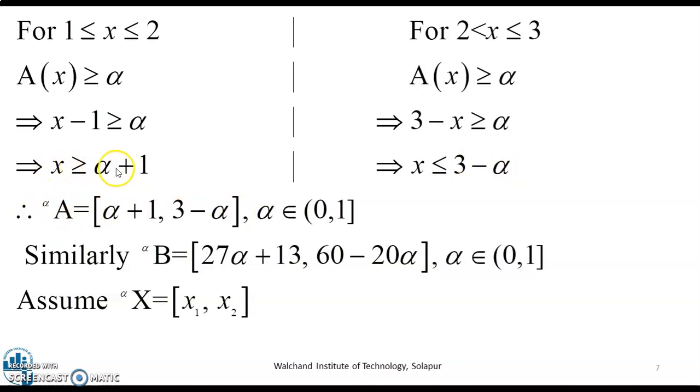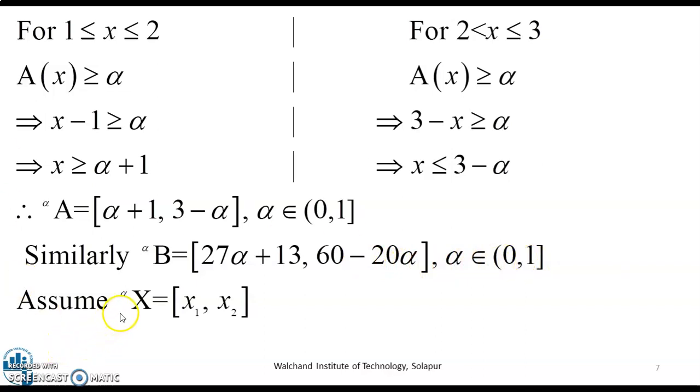As x is greater than or equal to this quantity alpha plus 1, it means it will be the initial point, and x less than or equal to 3 minus alpha means this 3 minus alpha will be the end point, and alpha belongs to open 0 to closed 1. In the same way, we can also find out alpha cut of B, which we have obtained as closed interval 27 alpha plus 13 comma 60 minus 20 alpha, where alpha belongs to open 0 to closed 1.